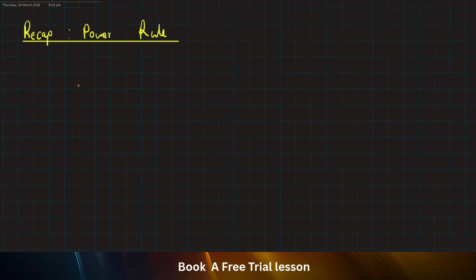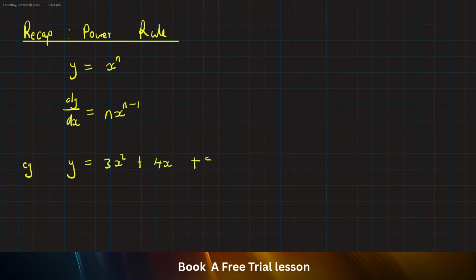Power rule: it states that if we have y equals x raised to n, therefore dy on dx is equal to n, which is the index, multiplied by the function, and the index reduces itself by 1. So this is the power rule. For example, y is equal to 3x squared plus 4x plus 9.